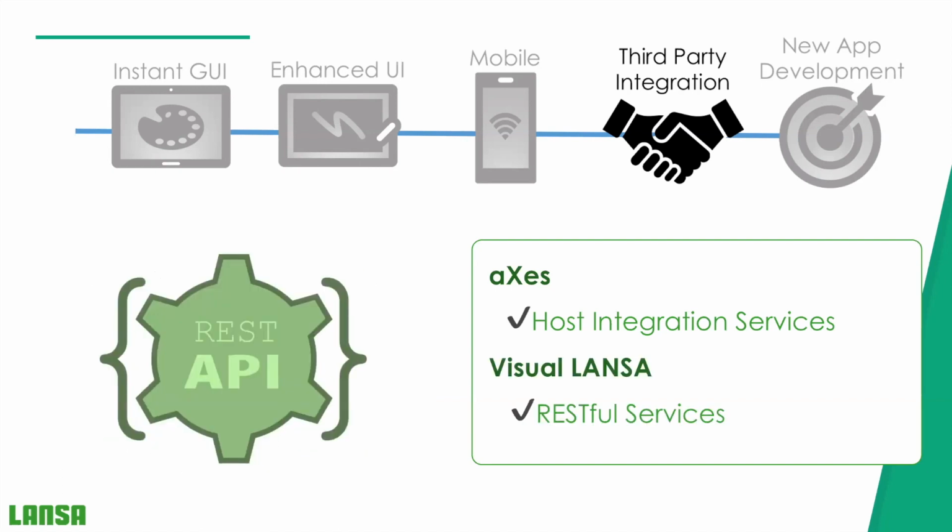So with Visual LANSA, you're opened up to a new world of possibilities with RESTful services, web services, and all those kinds of things that right now in the modern API economy are everywhere. So with Visual LANSA, you can really integrate with everything that has an actual API, and you can do whatever you want without the limitations that you would have in your 5250 screen.